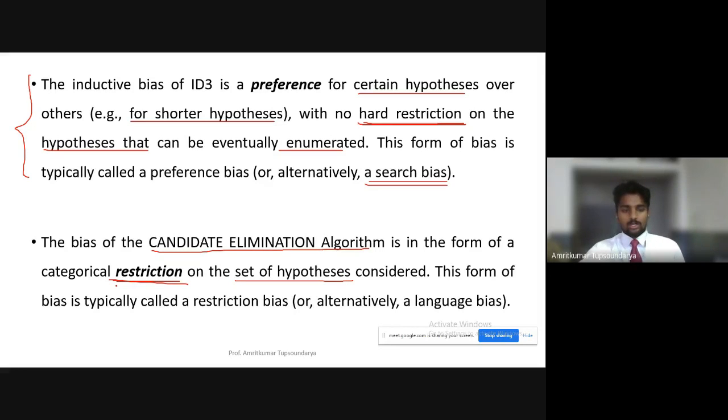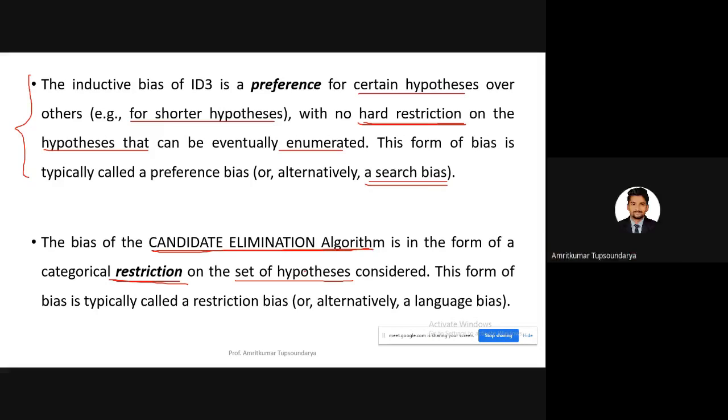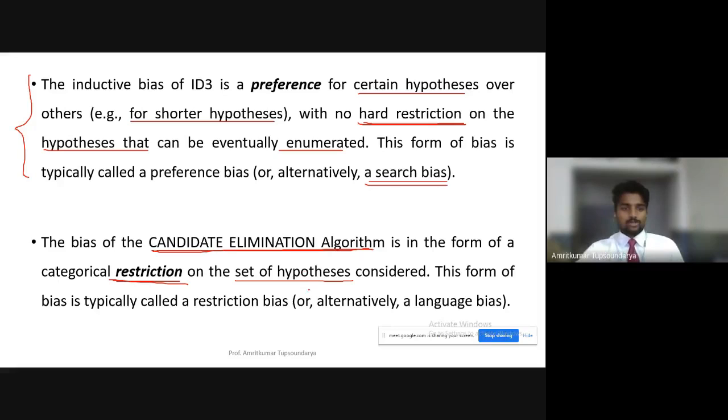If you can recall, we discussed the example of playing tennis, right? We had different attributes there, and when we discussed the candidate elimination algorithm, we tried to put some restrictions. Playing tennis is not an option, so the result is no, right? So it's a restriction. The inductive bias for the candidate elimination algorithm is in the form of restrictions on the set of hypotheses that we have, the complete set of hypotheses, which is capital H, you can recall.